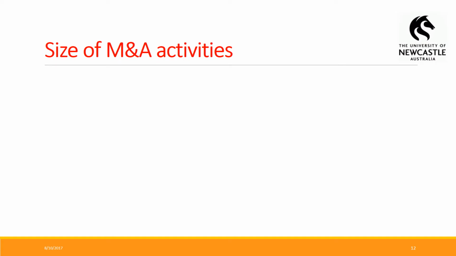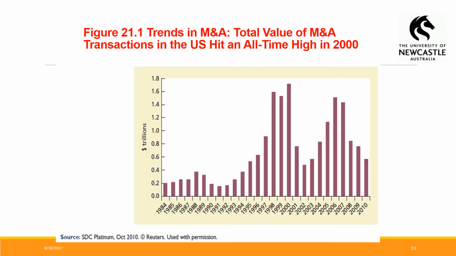So let's look at the size of M&A transactions in the past. What we have here is the volume, or the size, of M&A transactions in the US from 1984 to 2010. What we observe is that the total size of M&A transactions tends to increase over time, and they tend to follow cycles, right?